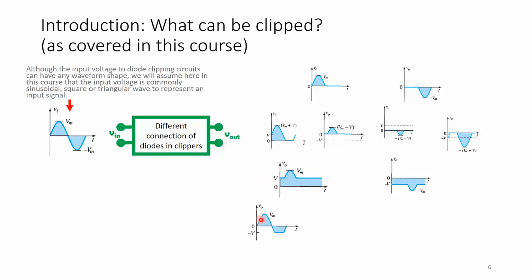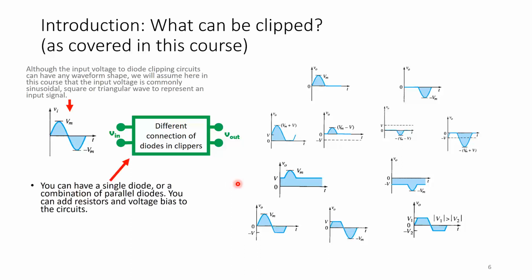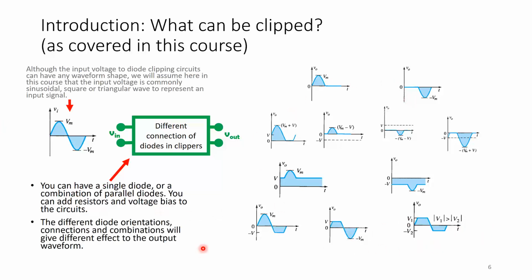Or you can clip the negative cycle but only a portion of it, or just a portion of the positive cycle, or you can clip a portion of the positive cycle and a portion of the negative cycle. So how do we know which circuit does what? You'll have to do an analysis of the circuit, and different kinds of circuits. You can have a single diode or a combination of parallel diodes. You can add resistors and voltage bias to the circuits to get the different kinds of waveforms that you want out of the input signal. So the different diode orientations, connections and combinations will give different effects to the output waveform.